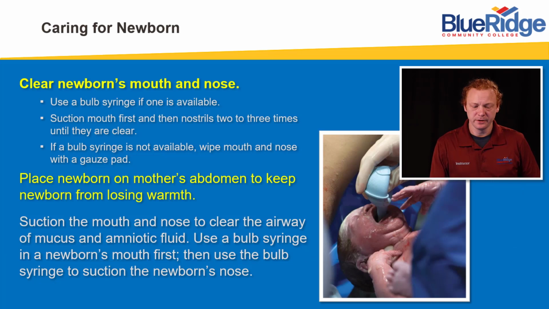And then clear the newborn's mouth and nose using your bulb syringe that is typically supplied in the OB kit. If you do not have one of those, you can simply use a gauze to wipe the mucus away from the newborn's mouth. But if you do have the bulb, suction the mouth first. Always depress the bulb before entering the oral airway, and then the nostrils afterwards. Do this 2 to 3 times until they are clear.